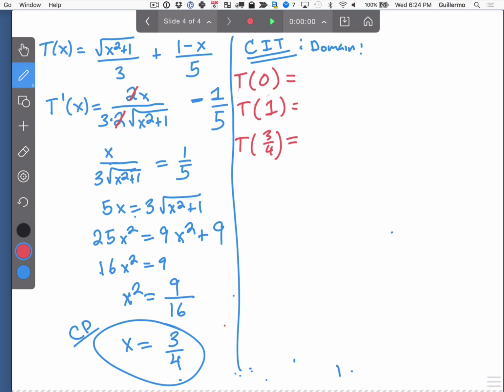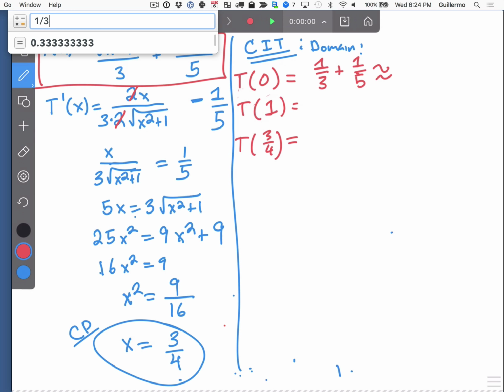Okay, all right. So what do I get when I plug in 0? The time function's right here. So I plug in 0, I get 1/3 plus 1/5. What is that about? .53? Okay. If I plug in 1, what do I get?